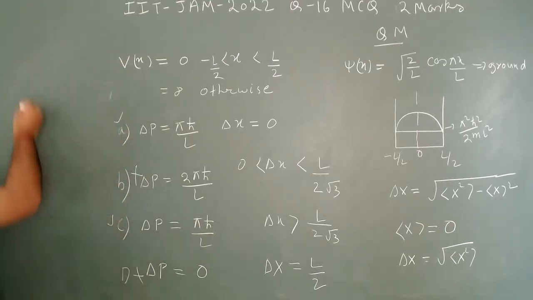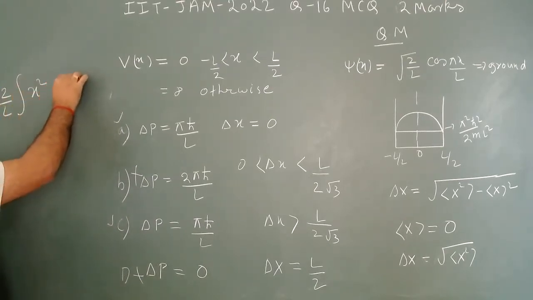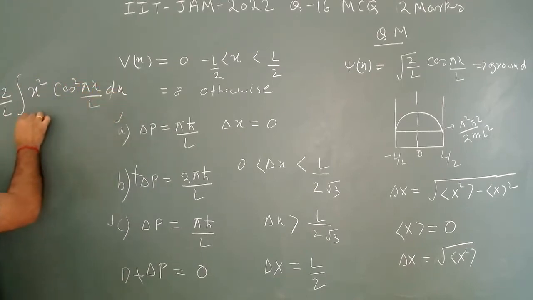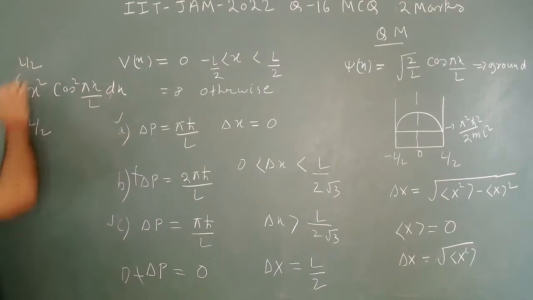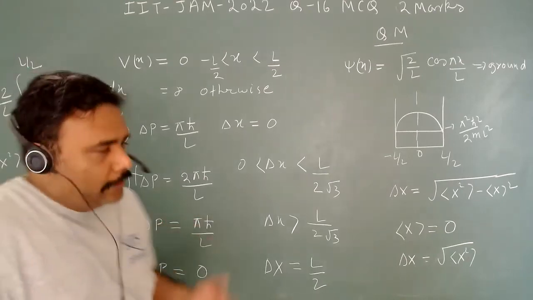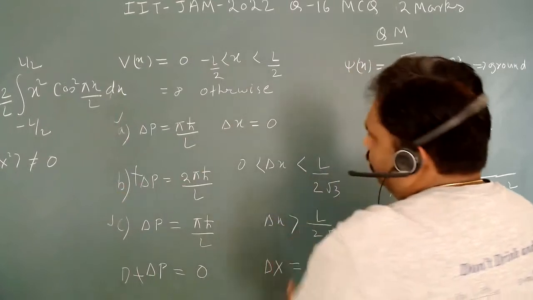Now, when we calculate expectation value of x square, the whole integration is given by 2 by L, the normalization constant, times x square cos square(pi x upon L) dx from minus L by 2 to plus L by 2. This is an even integral, which is not equal to 0. So expectation value of x square is not equal to 0. Now we can see the other options without doing this integration and without seeing this number.